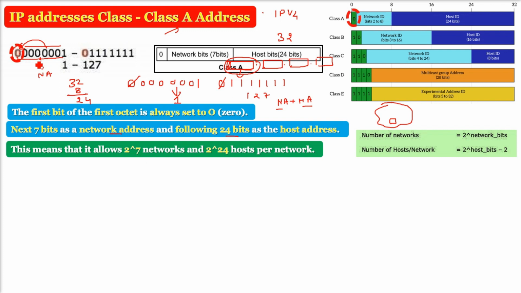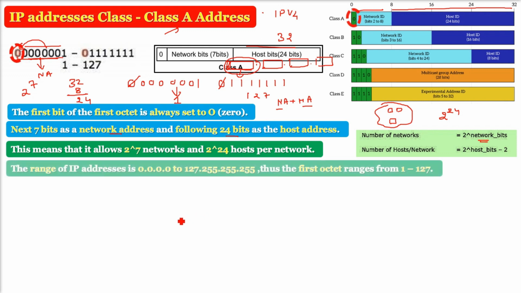So how many networks can be formed, or how many networks can it cater to? 2 to the power 7. The formula can be seen here. And how many hosts per network? That is, these many networks can be there, and these many gadgets can be there inside one network. So it can be 2 to the power 24. This part is for the network, and from here to here it is for the hosts per network, 2 to the power 24. This is a class A address.